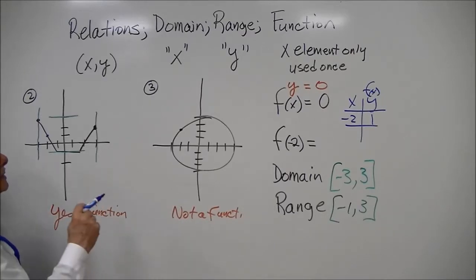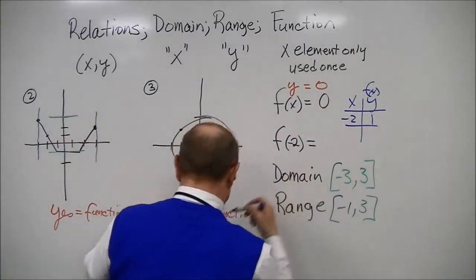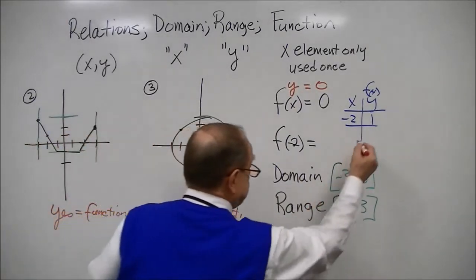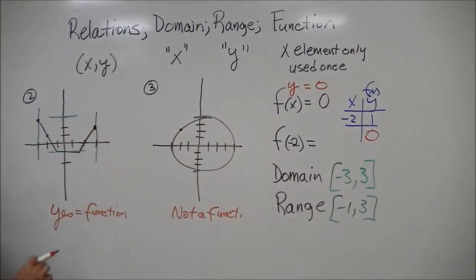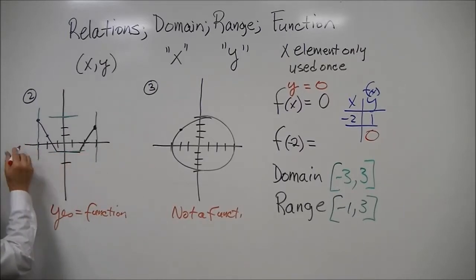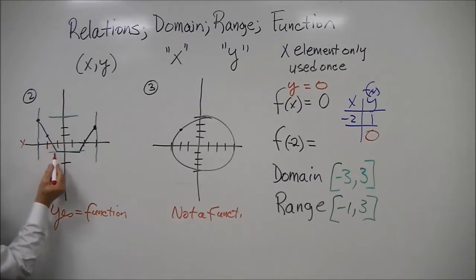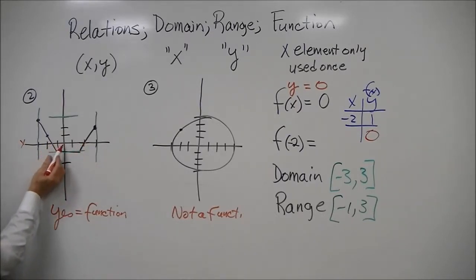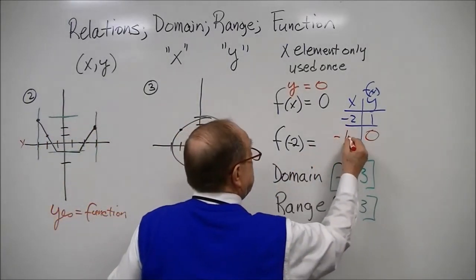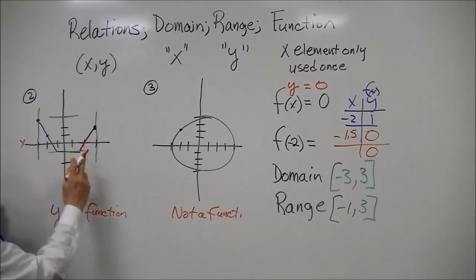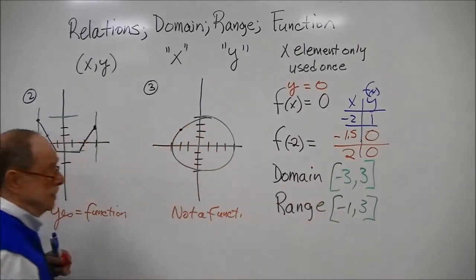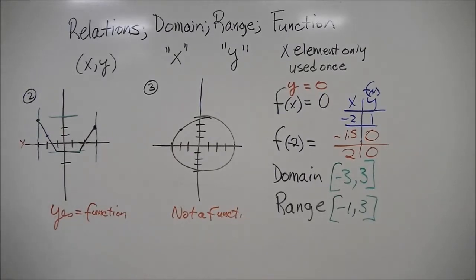And if our y value is 0, let's change colors here. What will our x value be? Well, notice it's crossing the x-axis in two places, there and there. Here, this one looks like a negative 1.5. And since there are 2, this other one is crossing at 2. So we have two values for x, a negative 1.5 and a 2.